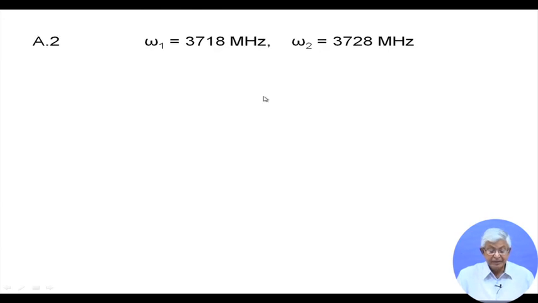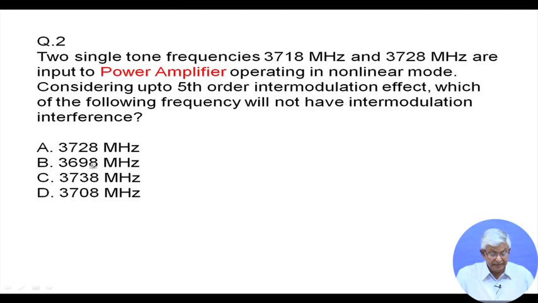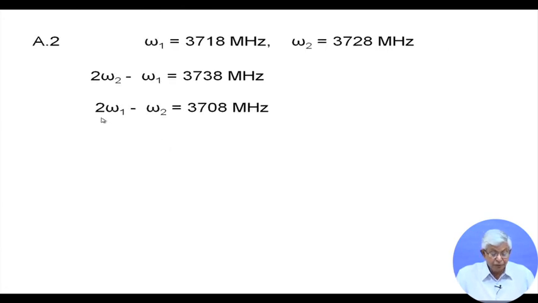So, let us see. Let us take one frequency omega 1 as 3718 and the other one, omega 2, as 3728, and try to calculate the intermod products, especially third order and 5th order, because second order and fourth order will be far away. For third order, one of them is 2 omega 2 minus omega 1. If you put in the values, you will get 3738, and 3738 is option C. So, it is falling there, so C is ruled out. Like that, if we do 2 omega 1 minus omega 2, you get 3708, that is also one of the options. So, that is also ruled out.